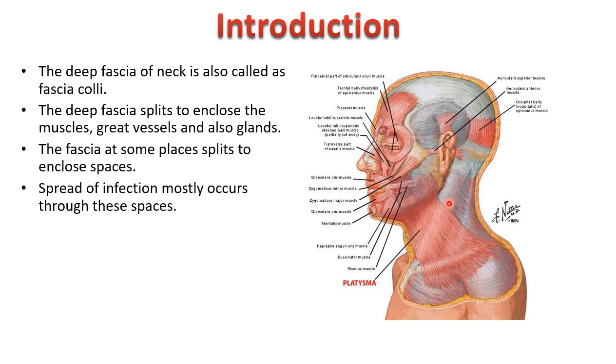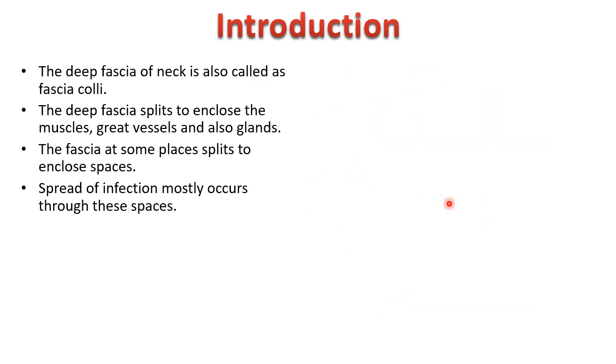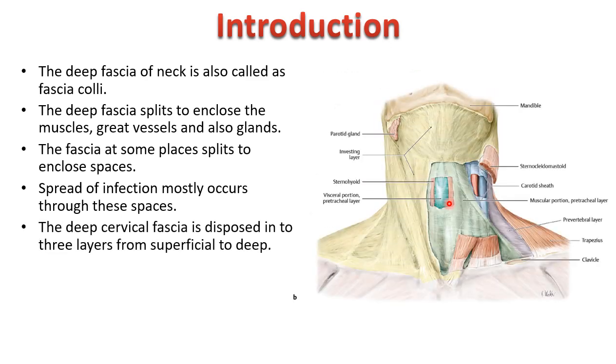Knowledge of these spaces is very important, mainly to know the spread of infections from one space to another. If any part of the neck is affected due to infection or abscess formation, then naturally we should have thorough knowledge of where the infection can track or spread, and what the possible routes would be. In the neck, as I told you, the fascia is disposed into three layers.